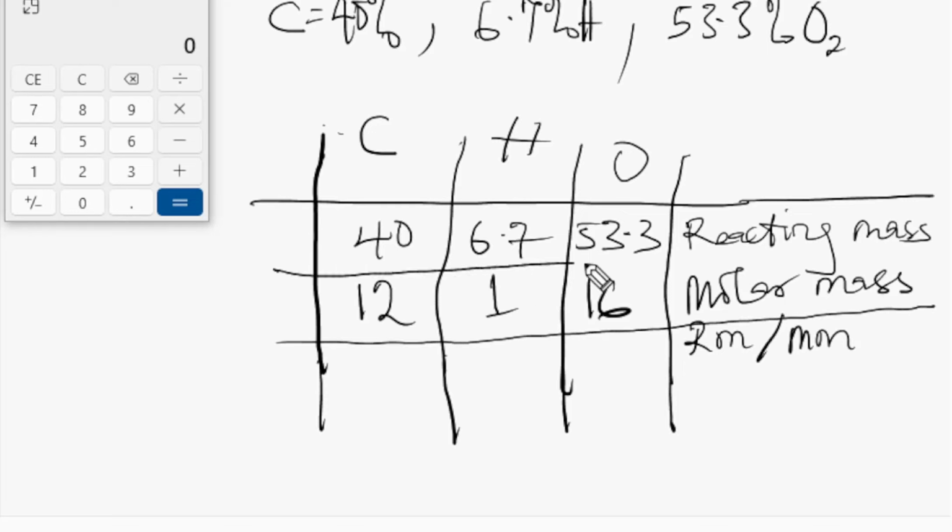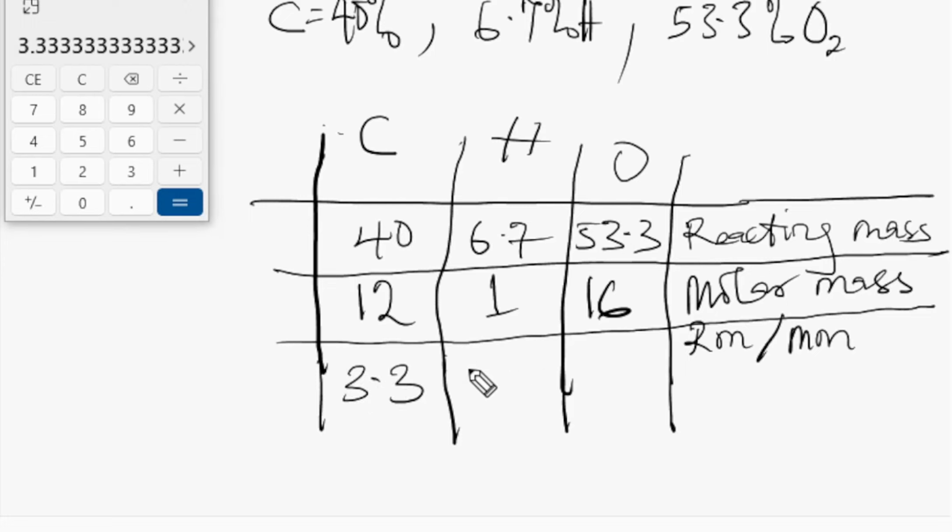So let's demarcate this. 40 over 12 here will be 3.3. So 6.7 over 1 will be 6.7. So 53.3 over 16, that's 3.3 as well here.